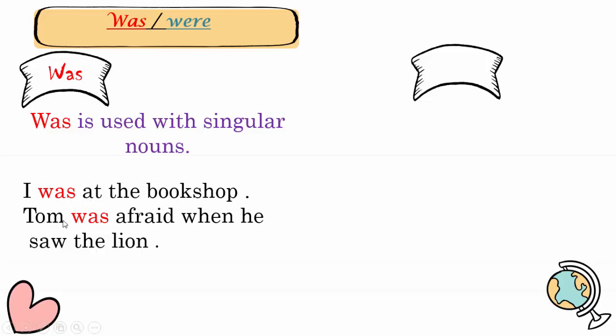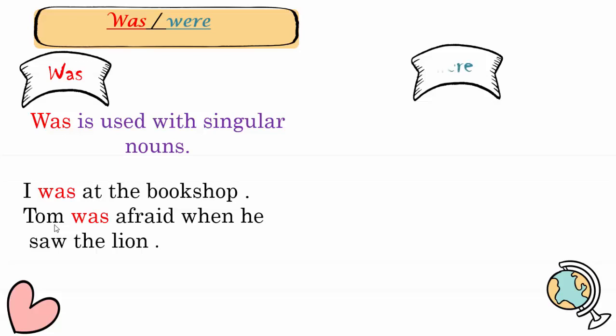Sentence number 2. Tom was afraid when he saw the lion. We start with the subject Tom, then followed by was. I was, Tom was. So we use was with singular nouns: I was, she was, he was, it was, and any singular noun like Tom, the boy was, the child was, the girl was.